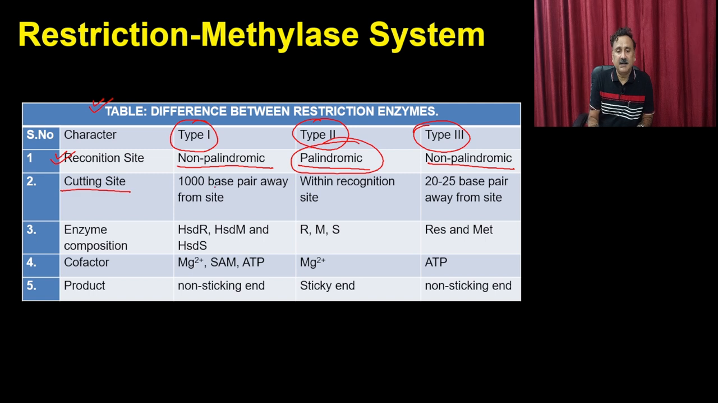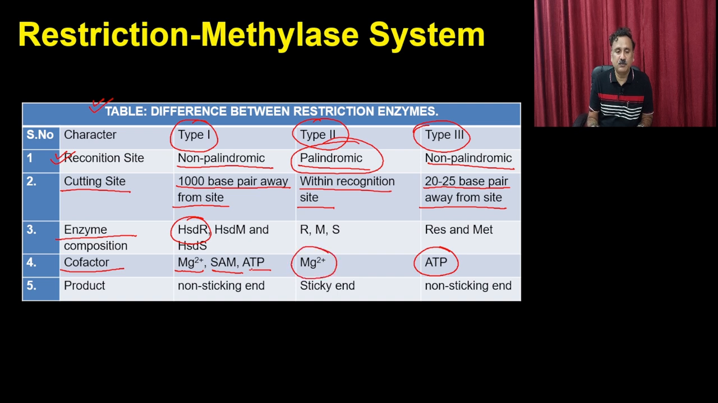Then the cutting site is 1000 base pairs away from the site of recognition, whereas it is going to be 20 to 25 base pairs away from the site of recognition in type 3, whereas in type 2 it is within the recognition site. Similarly, the enzyme composition is different for type 1, type 2 and type 3. Then cofactors like magnesium, SAM and ATP are required for type 1, ATP is required for type 3, whereas magnesium is required for type 2.